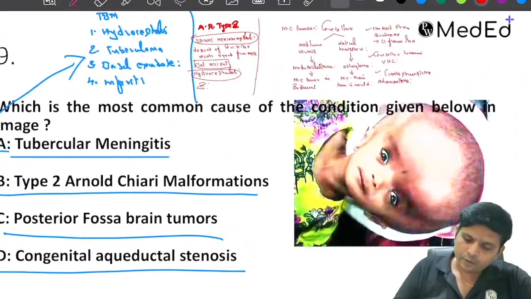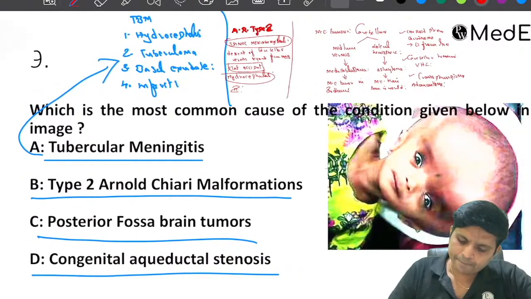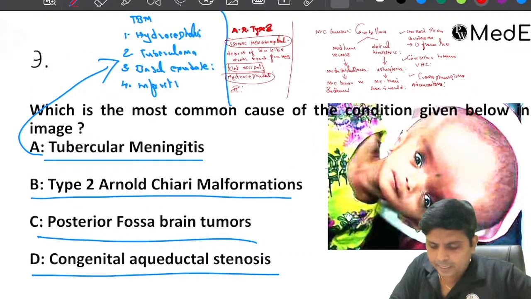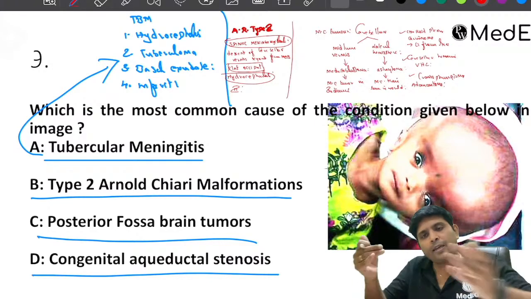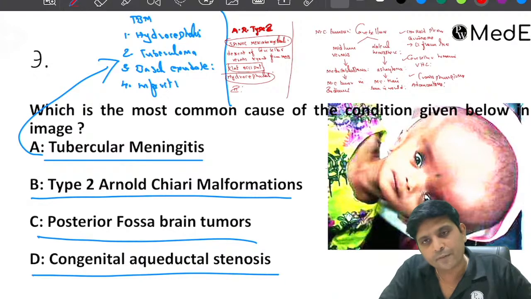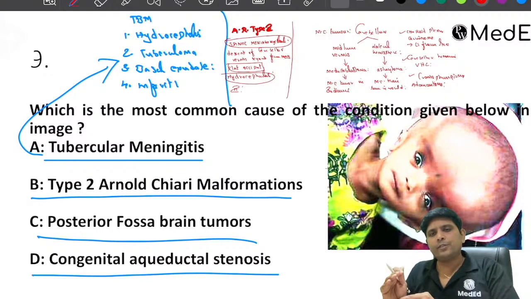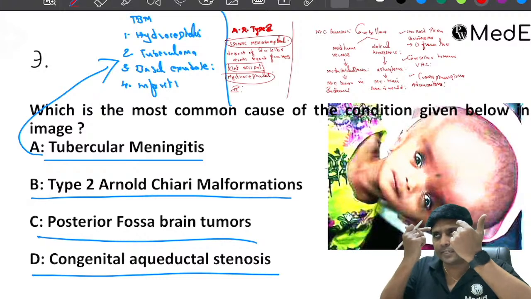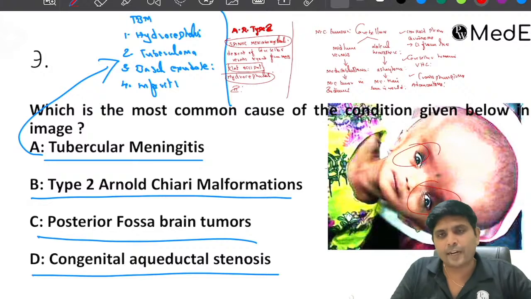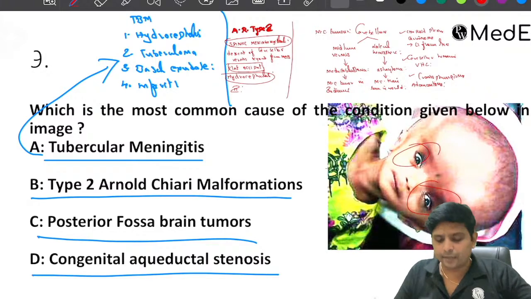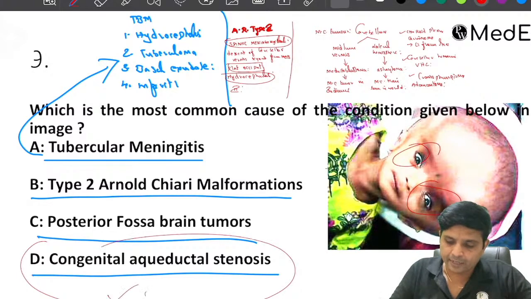Okay, so is it a case of tuberculous meningitis, Arnold-Chiari, posterior fossa tumor? We don't know, they have just given maybe a late newborn or an early infant with a massive hydrocephalus. Remember, whenever you see an asymptomatic child with a sunsetting sign along with hydrocephalus, always think in terms of congenital aqueductal stenosis.